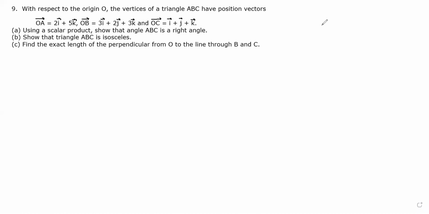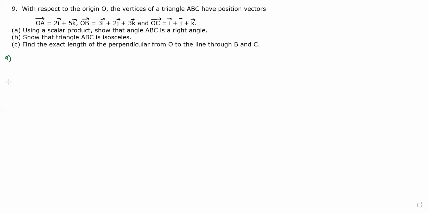We discussed question 9 of N-level Pure Mathematics 3, paper 3, in May or June of year 2020. We are given the vertices of a triangle ABC with position vectors OA, OB, and OC. Part A, we need to show that angle ABC is a right angle using a scalar product.